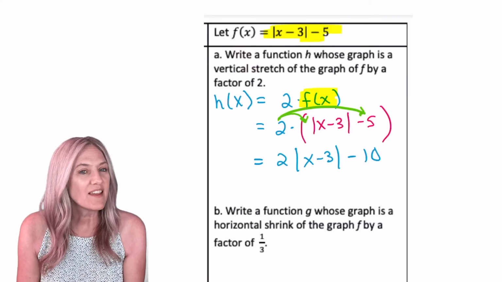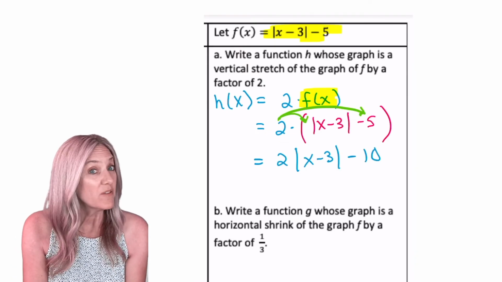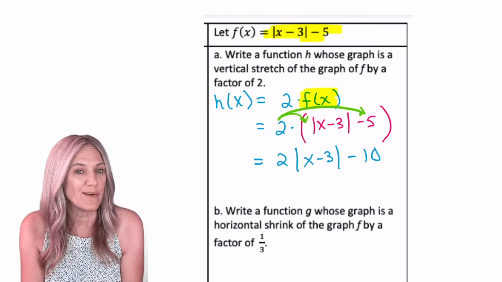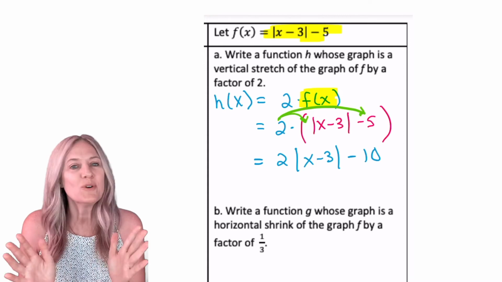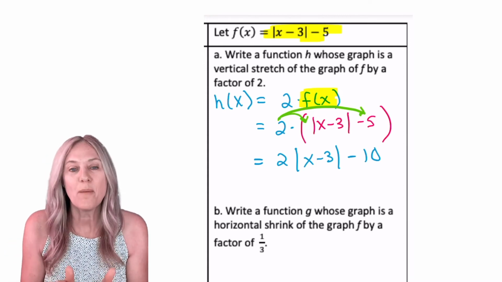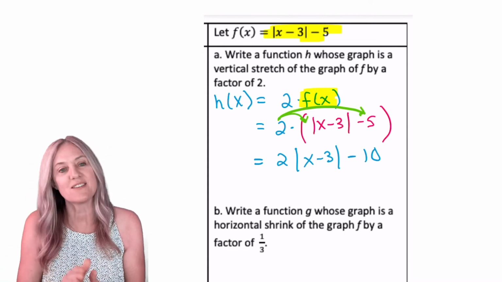How'd you do? I think the only tricky thing here is like we did before. When you're multiplying an absolute value by that negative 1 like we did before, or 2 like we're doing now, don't multiply it into the absolute value, but go ahead and distribute the 2 into that negative 5.